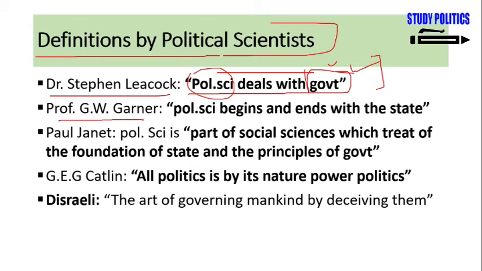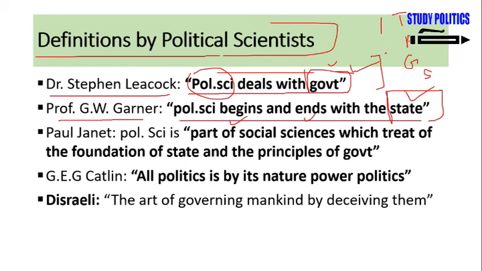Next, Professor J.W. Garner has described political science as beginning and ending with the state. So this is a more comprehensive definition in which the keyword is state. Since political science begins and ends with the state, the question is, what is the state? As I told you earlier, the modern state has four main characteristics. It has territory, it has population, it has government, and it has sovereignty.